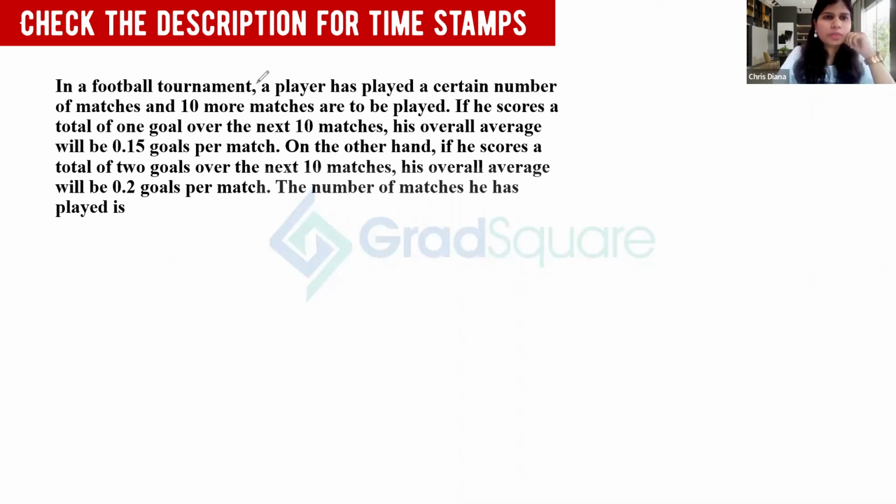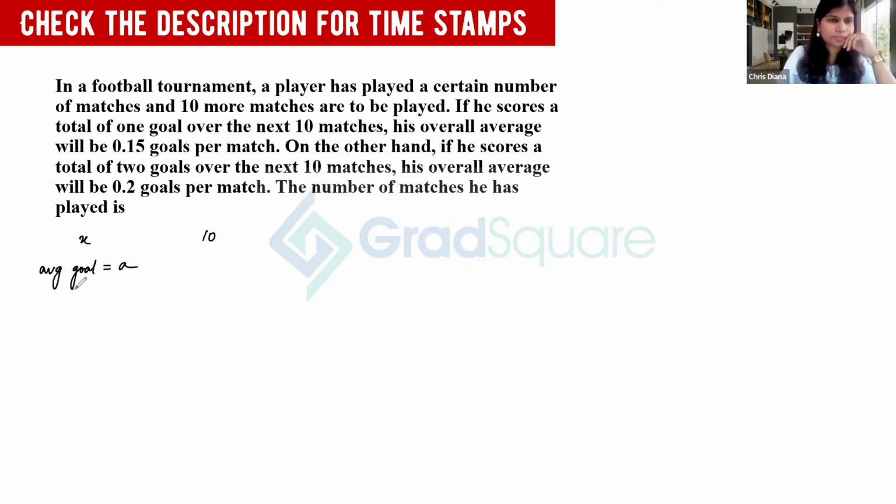In a football tournament, a player has played a certain number of matches. Let the number of matches played by him be X. And now he has 10 more matches to be played. Remember, 10 more matches are to be played, not yet played. If he scores a total of 1 goal over the next 10 matches, his overall average will be 0.15 goals per match. Now, I do not know the average number of goals in the first X matches.